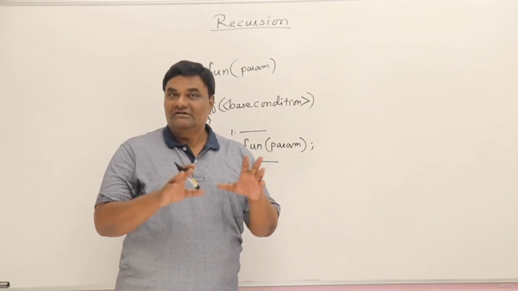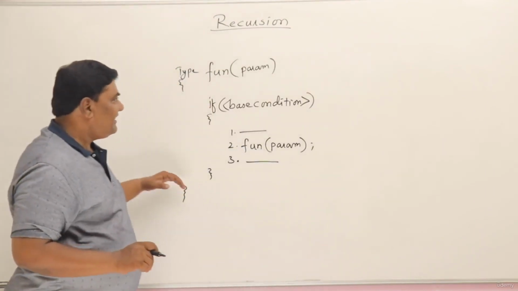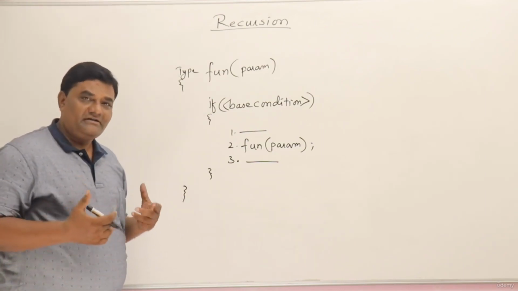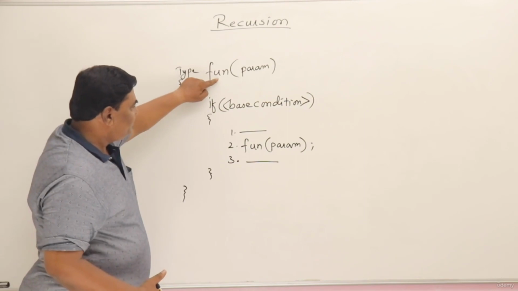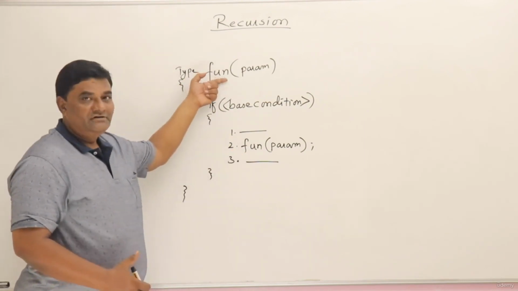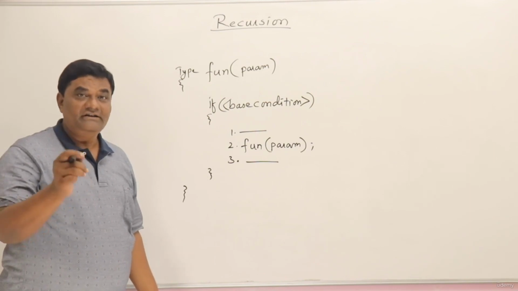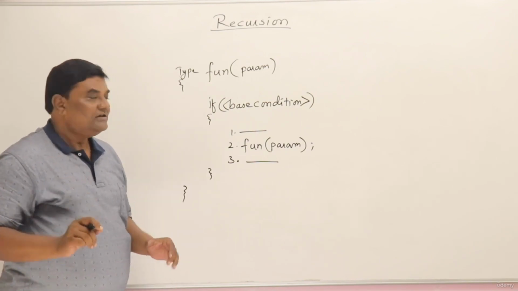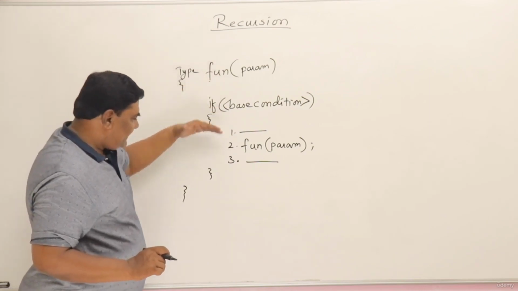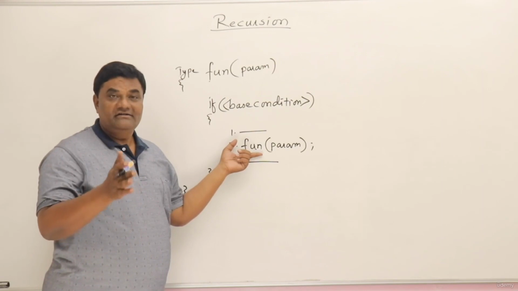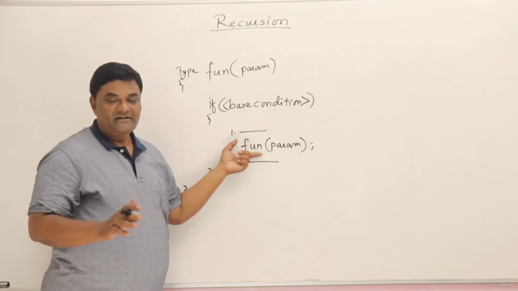Let us look at a general form of recursion. So here I have an example. This is a recursive function. So what does it mean by a recursive function? A function is calling itself. If a function is calling itself, then it is called a recursive function. So if you see inside the function, it is calling itself again. So this is a recursive function.